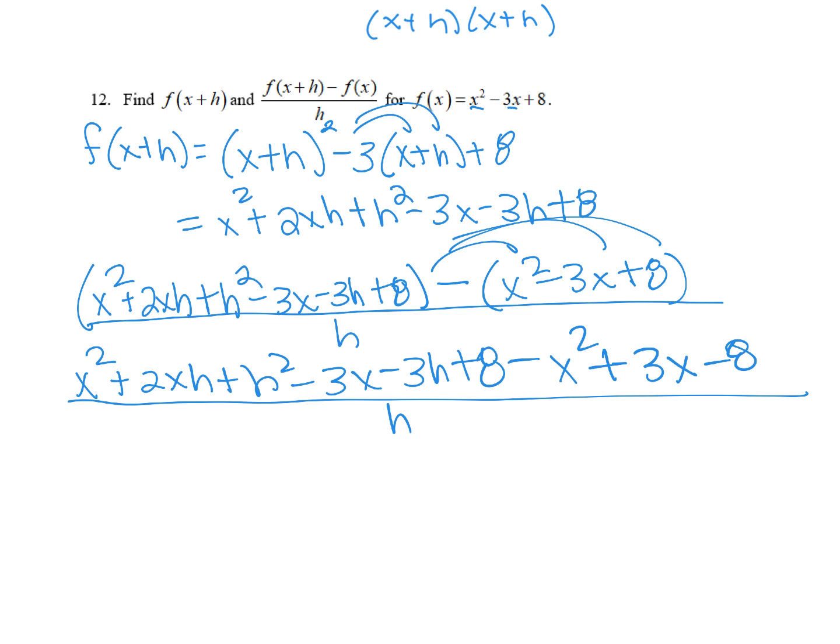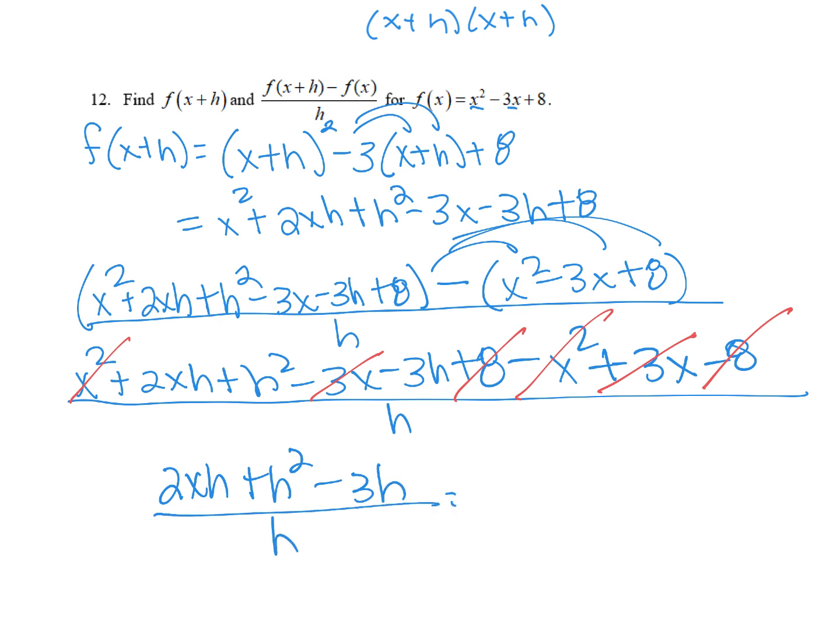Combining like terms, I have x squared minus x squared, that's 0. I have negative 3x, positive 3x, that's 0. And positive 8 minus 8, that's 0. So what am I left with? I am left with 2xh plus h squared minus 3h.